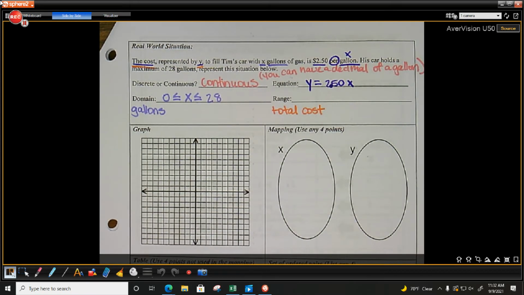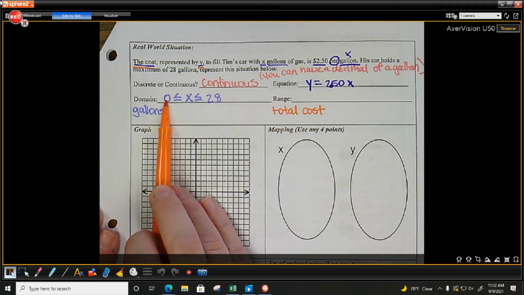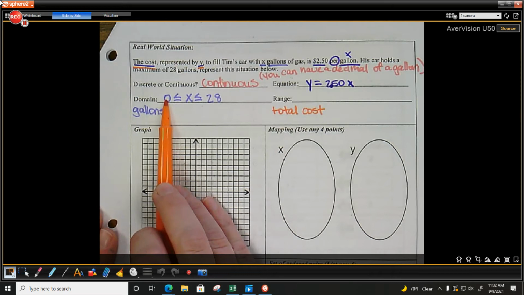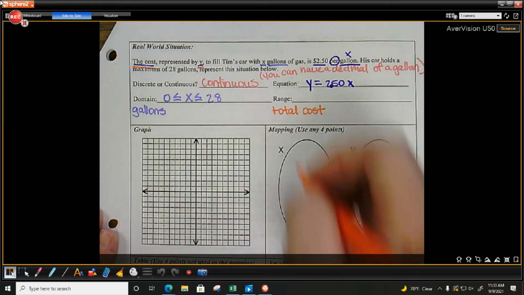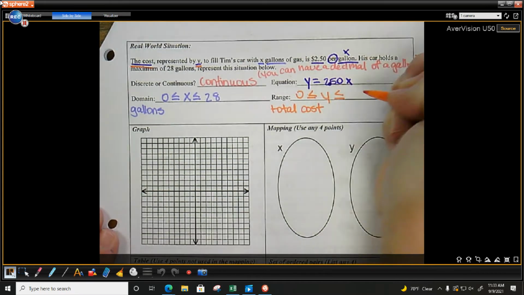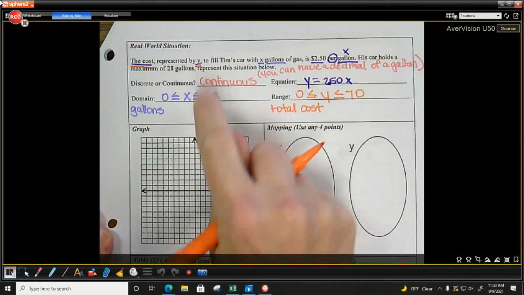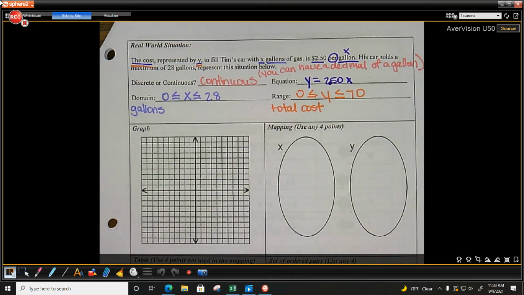Okay? So now we need to find the cost that's associated with him buying 0 gallons. If he buys 0 gallons, what's his cost? $0. 0 is less than or equal to y, because we're doing range. What's my most cost? What's my highest cost? $70, because 28 times 250 is 70. That's a lot of money to spend on gas, but 28 gallons is a lot of gallons to put in your car too. Okay, we go with that?